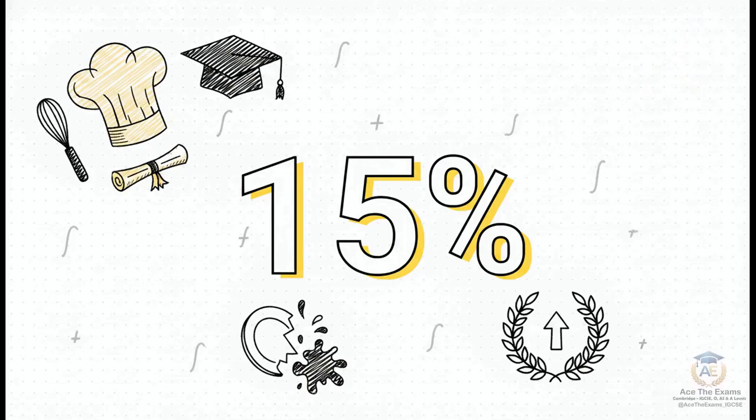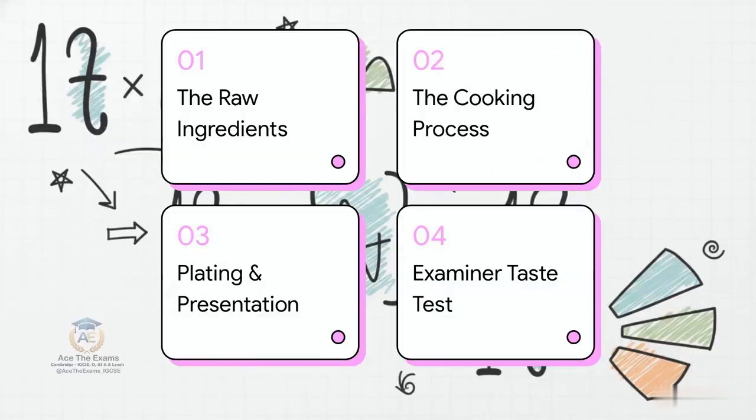You cannot fake your way through it, and you cannot just rely on memorizing the final shape of the answer. We need to treat this like a Michelin star dish, where every single step is evaluated. Here is our masterclass menu to structure your approach today. 1. The raw ingredients. 2. The cooking process. 3. Plating and presentation. And 4. The examiner taste test. Let's get right to it.